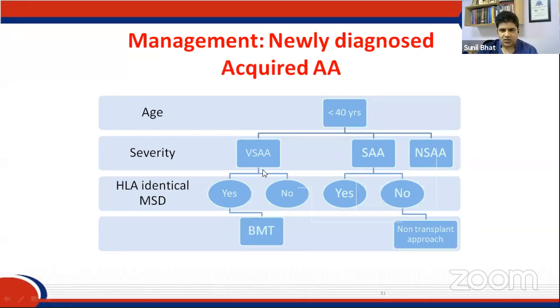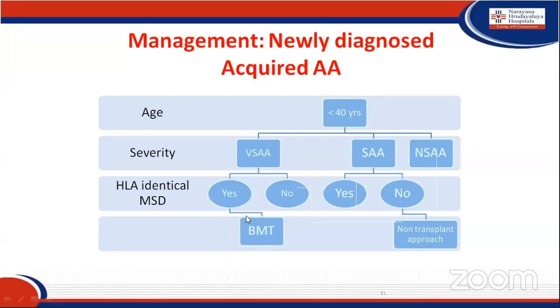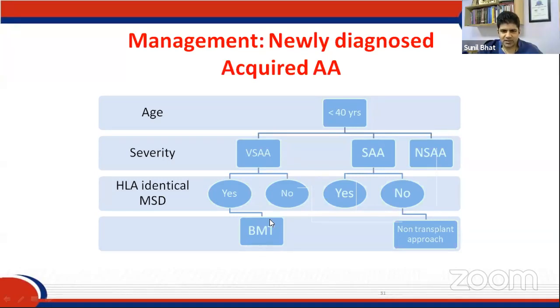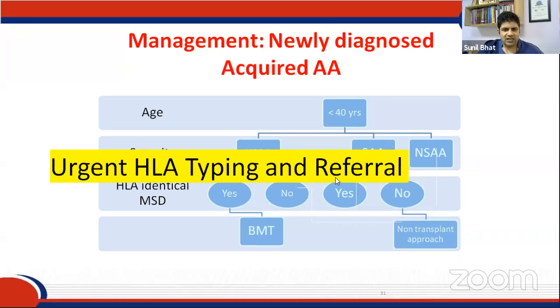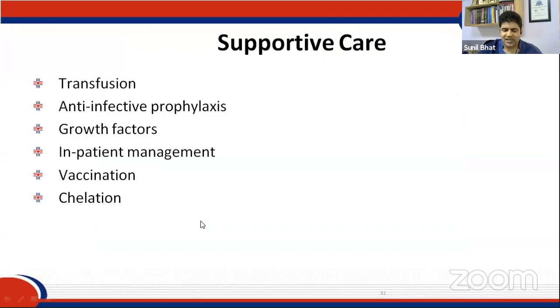This is not for us to understand the full management, but I just want to give a little flavor. In pediatric practice, that means all the children, of course, they are less than 40 years of age. All children who have severe or very severe aplastic anemia, if they have a matched sibling donor, need bone marrow transplant as the first choice of treatment. If they do not have a matched sibling donor, then you can consider non-transplant approaches, and that is basically immunosuppressive therapy with ATG and cyclosporin. Because severe and very severe aplastic anemia are a medical emergency, urgent HLA typing and referral is required, because if they have a matched donor, they should proceed to transplant ASAP.